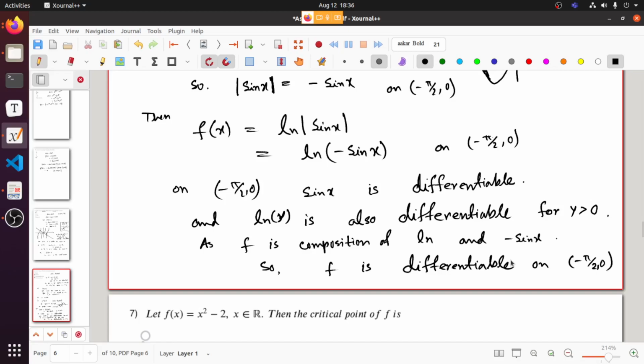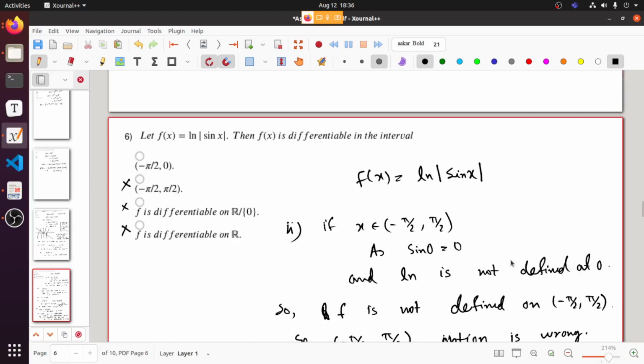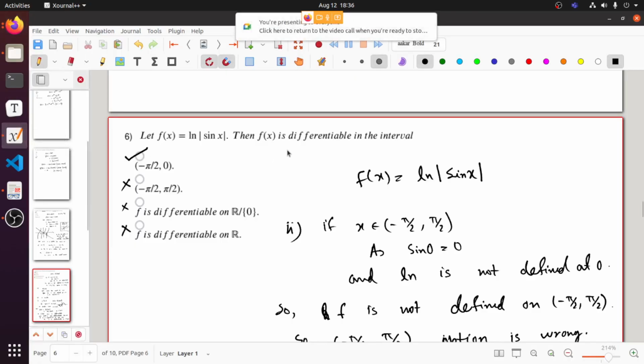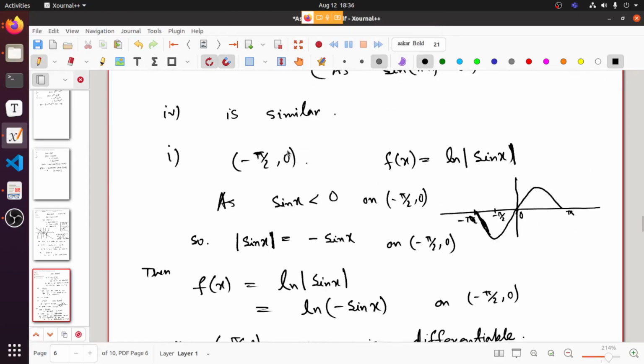So the first option is correct, means f x equals ln mod sin x is differentiable on the interval minus pi by 2 to 0, because it is the composition of two continuous functions, right? So option A is correct. Is this fine? Yes. Okay, then let's move to the next question.